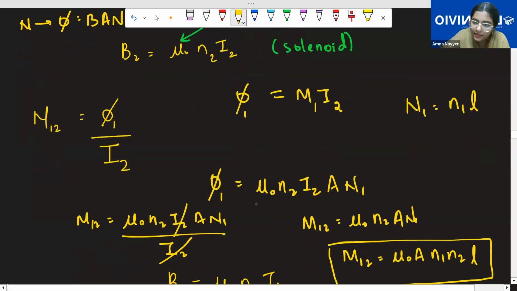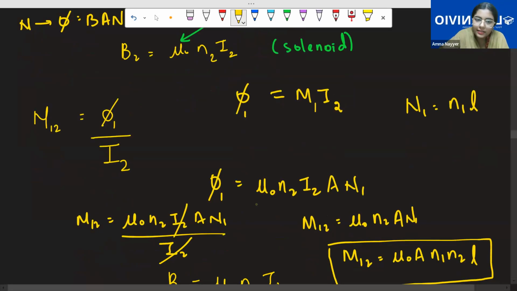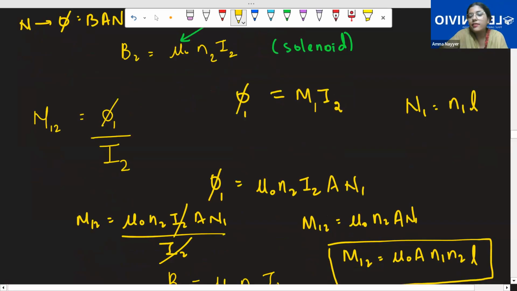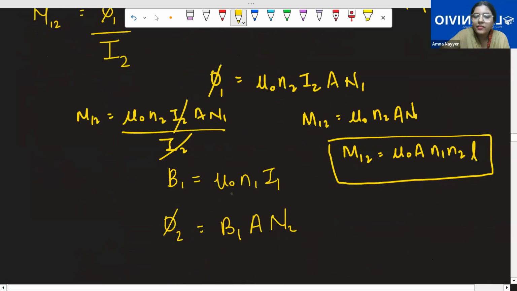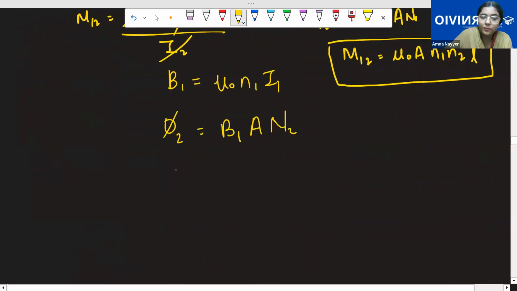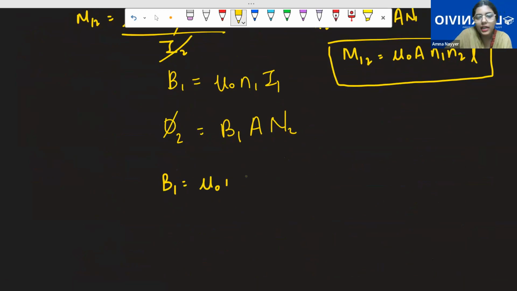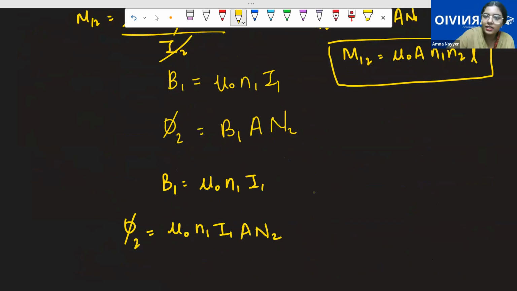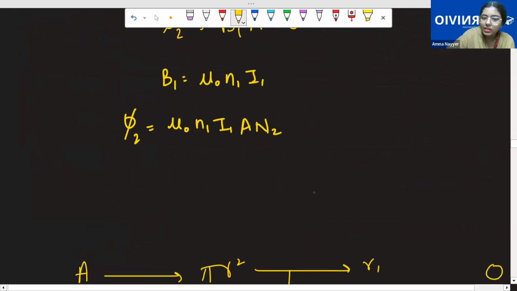I1 will also be cancelled. That will also be cancelled. So ultimately you are still left with the same value. See, B1 is equal to mu naught N1 I1, and phi 2 is equal to B1 A N2, right? Now, B1 is equal to mu naught N1 I1. So we can say phi 2 is equal to mu naught N1 I1 A into N2. That is the flux in the second coil.